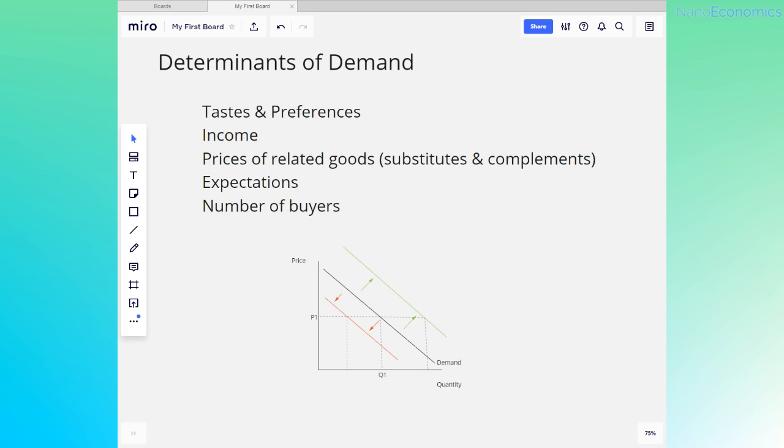All right, welcome back to lesson 6 of nanoeconomics. And today we're going to be talking about one topic, just determinants of demand.